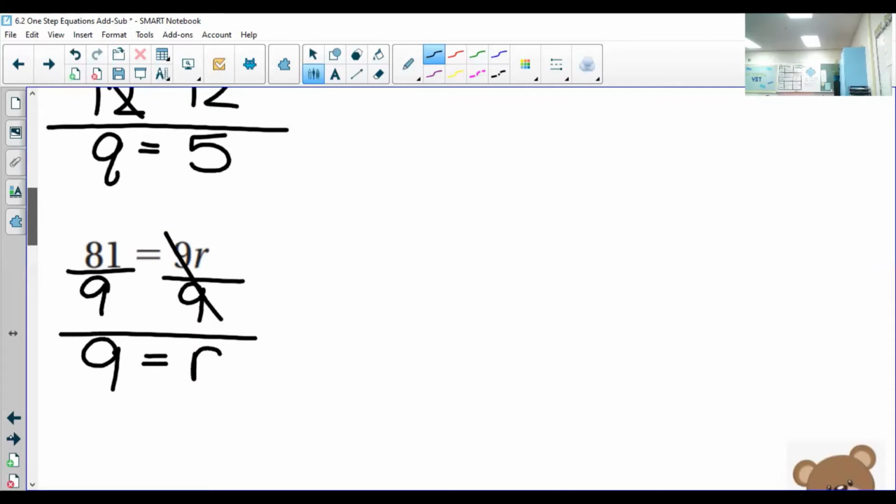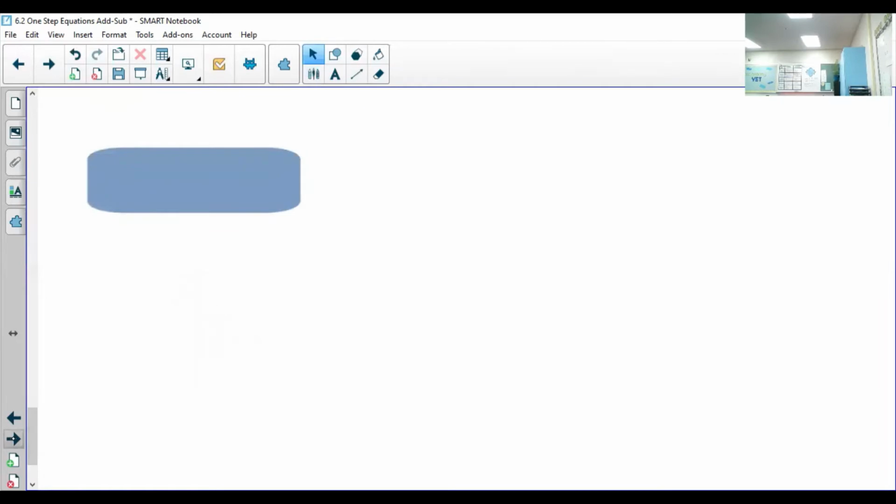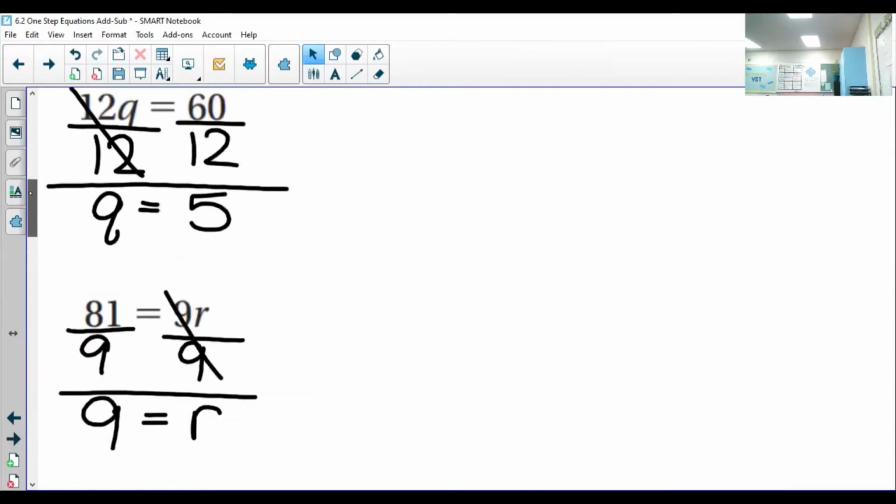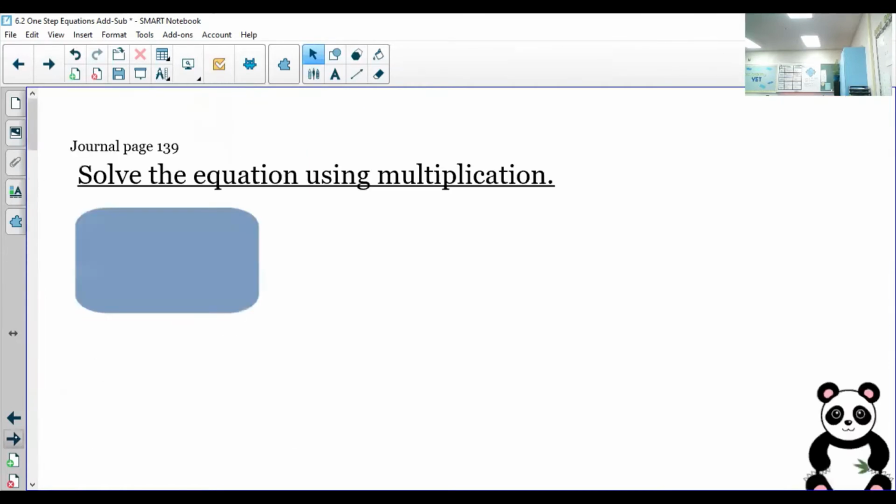So let's take a look at the other type of problem. Okay. And that's going to be a division problem. Okay, so here you can see that I have w divided by 4 equals 12, right?